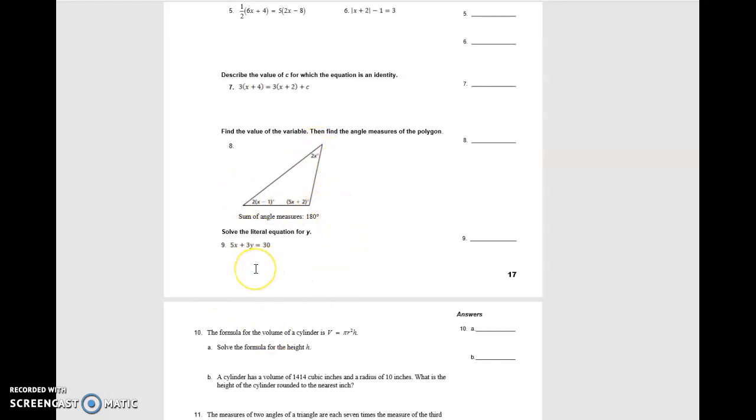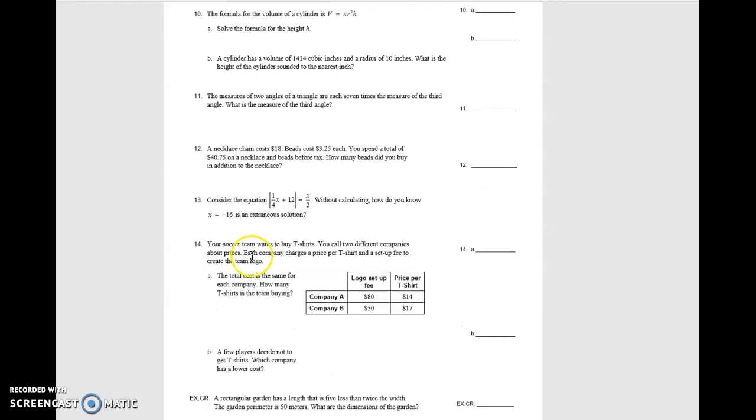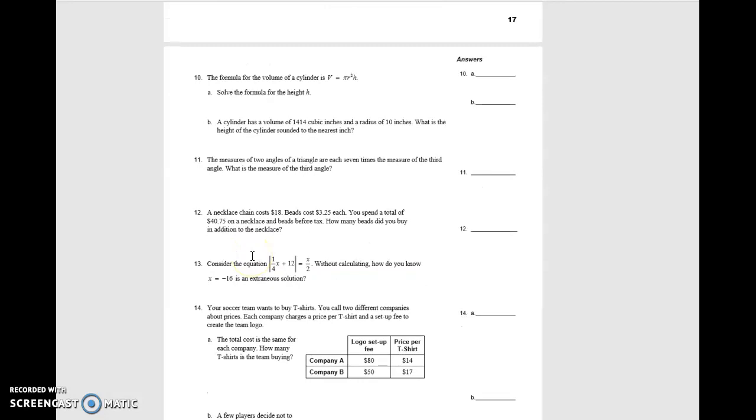And then number 9, you're solving for Y. This one will have a fraction in it. 1 through 8 will not have any fractions. So number 9, when you solve for Y, there will be a fraction in it. If we look at the back page, 10, same thing, there will be a fraction in it. In both 10A and 10B, you'll have a fraction or a decimal, depending on how you want to write it.